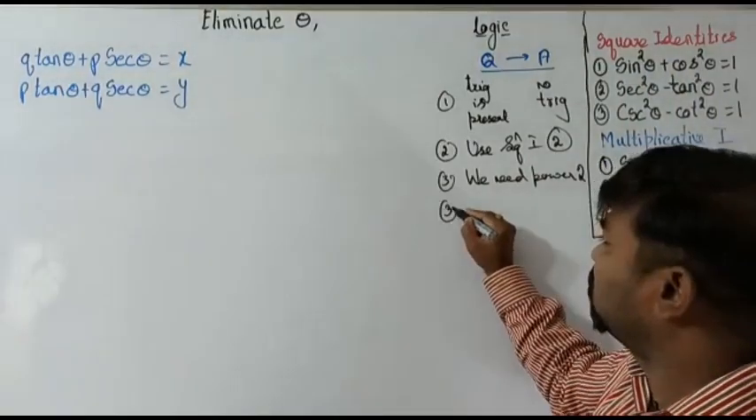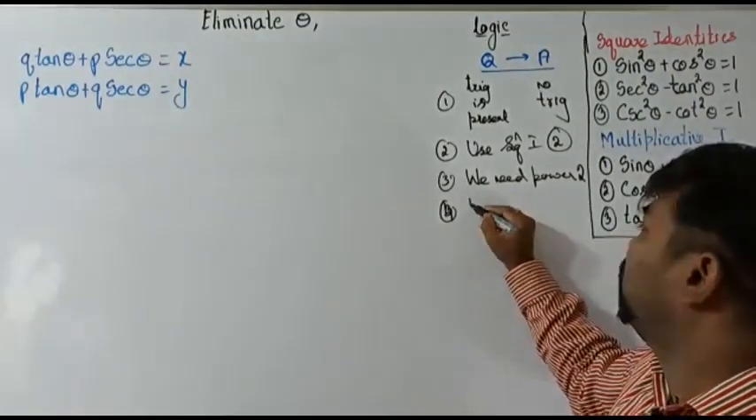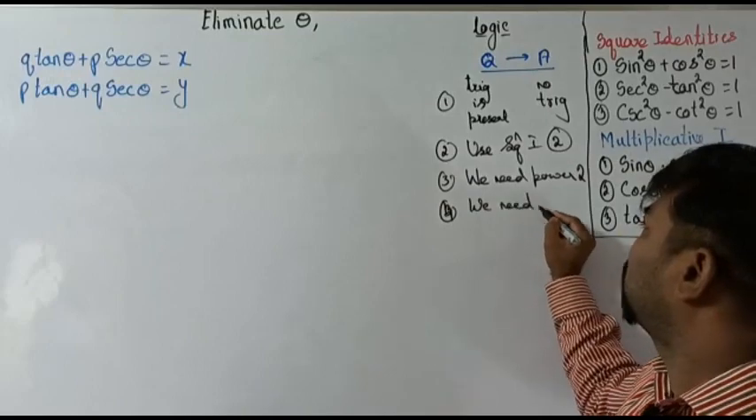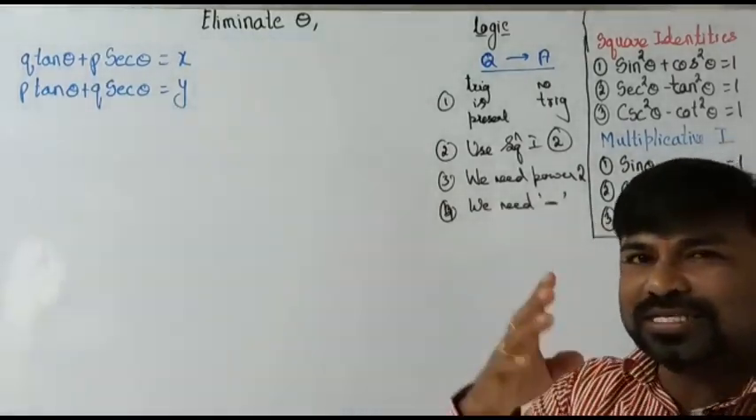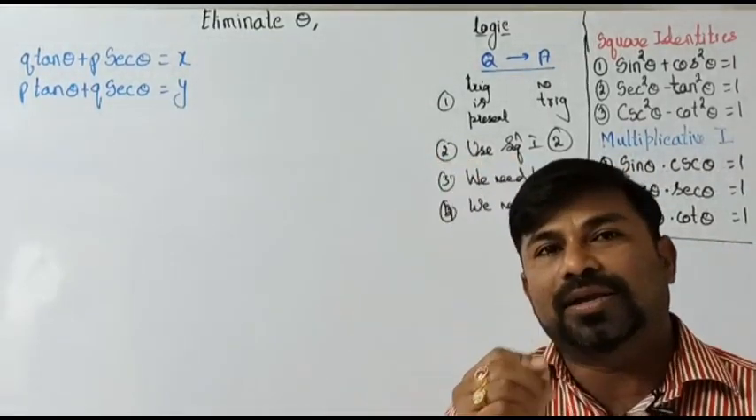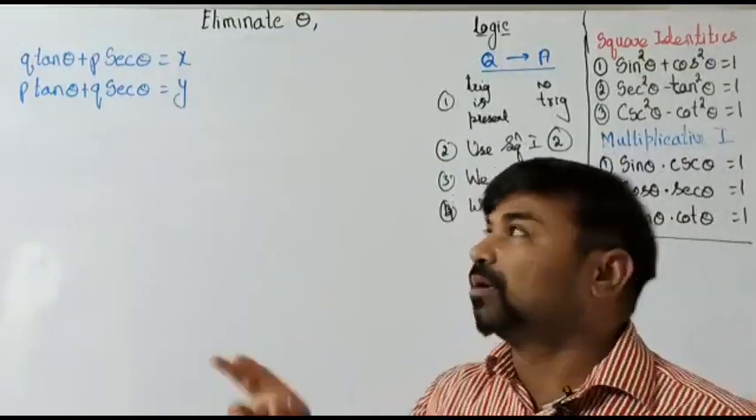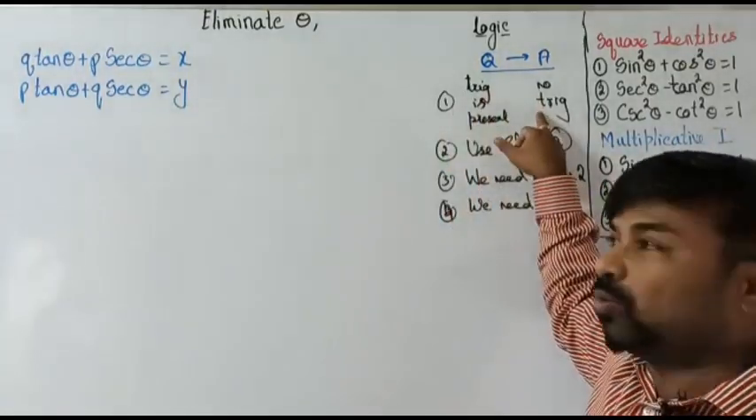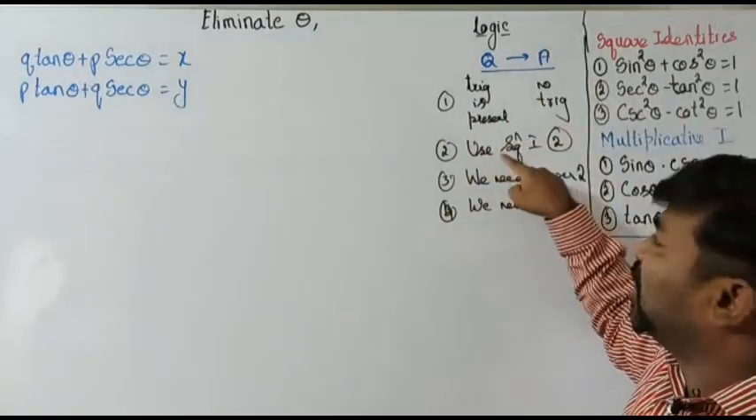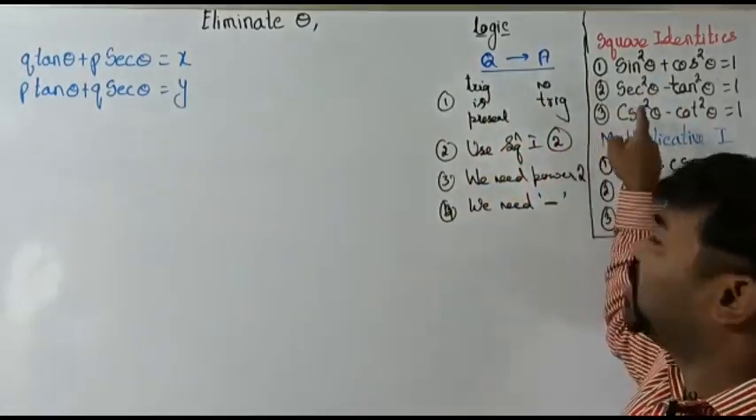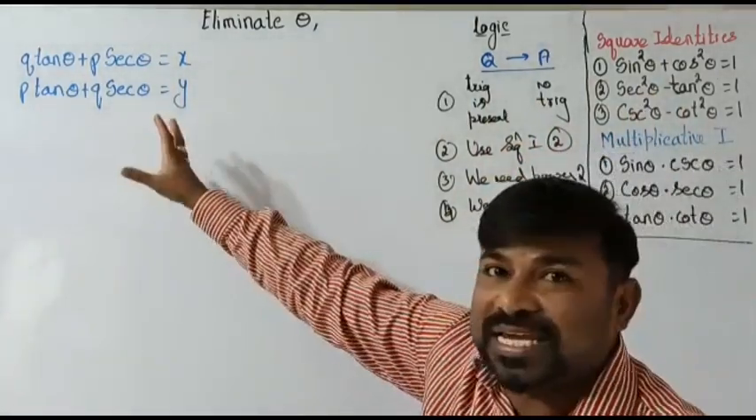The fourth logic is we need subtraction. That's cool. These are the four things you have to keep in mind while dealing with that. Point 1. We have to remove the trig. Point 1. We are supposed to use square identity. Which one? Second square identity. Why? We are dealing with the secant sentence.